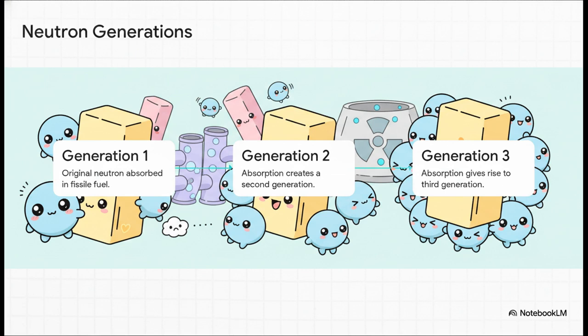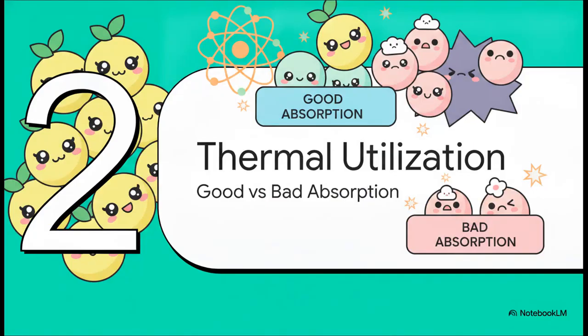According to our source material, from one generation to the next, the neutron population in the reactor multiplies by a very specific factor. Well, provided none of those neutrons physically leak away from the core, of course. Moving right along to part 2, the thermal utilization factor.